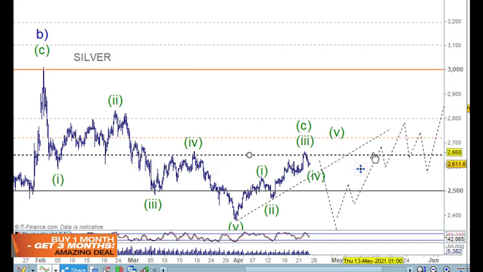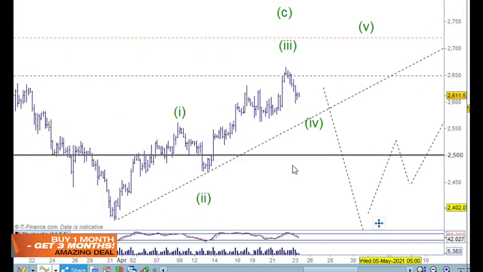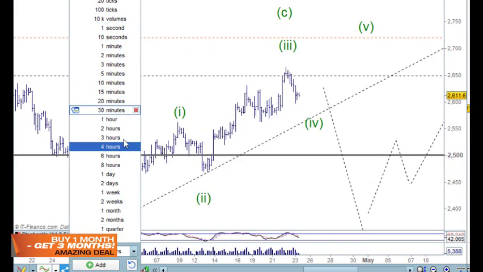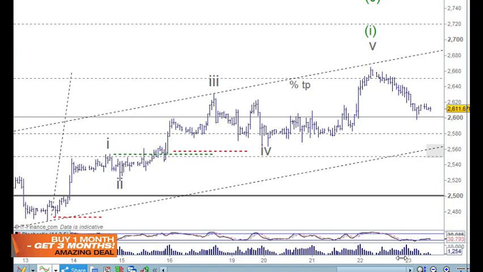It becomes the balance point of the correction. So yeah, look, that's where we are. We'll go to the hourly chart and check on it as well.